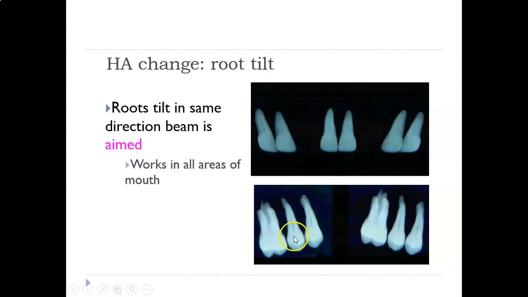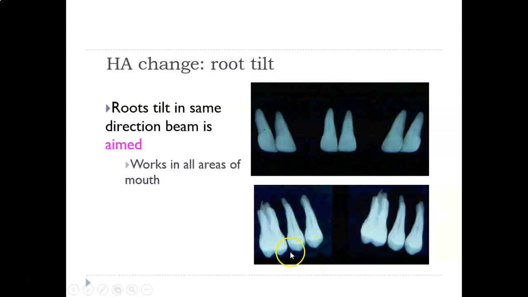But this works in all areas of the mouth. So we know that these are the buccal roots. This is the palatal root back here. And these are the roots that are more the mesial and distal buccal roots. And so you can see again how the roots are being tilted in the direction of the beam. If the beam is heading off distal, the roots are heading off distal as well. If the beam is heading mesial, the roots are tilted mesial.